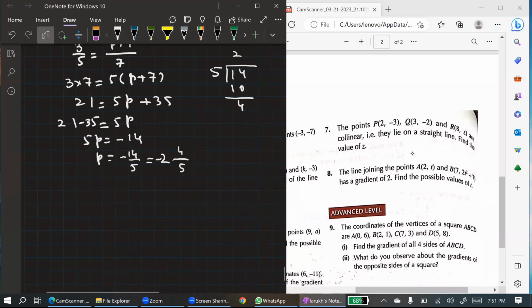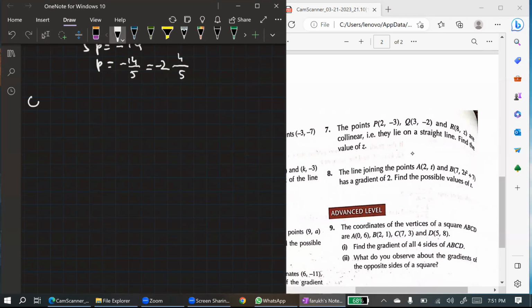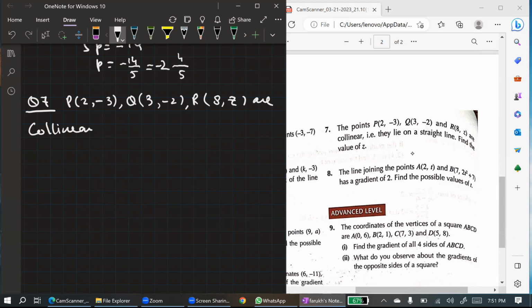No. Now I will attempt question number 7. The points P(2, -3), Q(3, -2), and R(8, Z) are collinear points. What does this mean, collinear points? They lie on the same line.